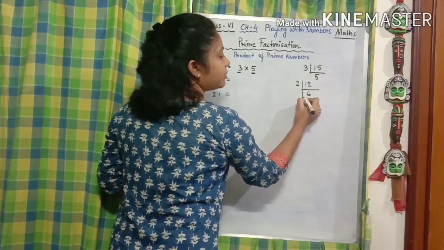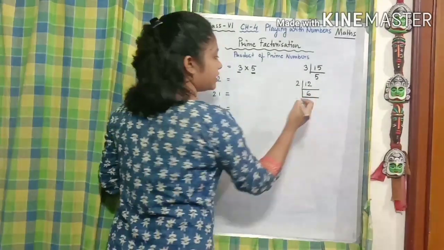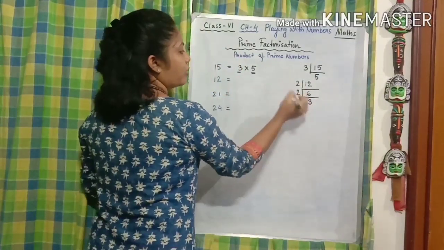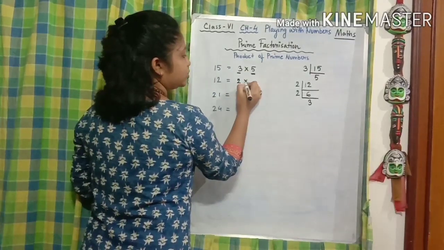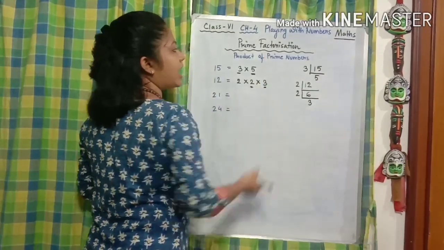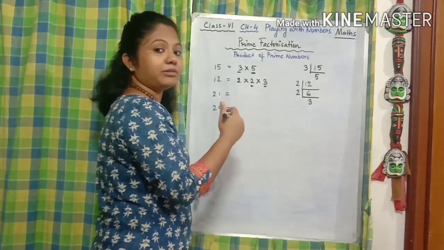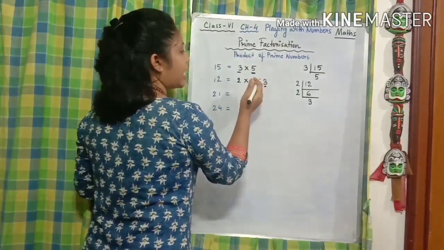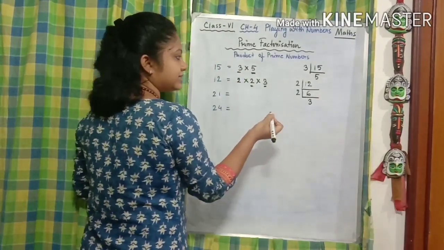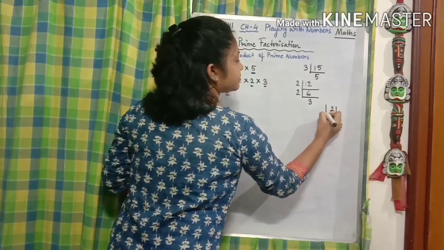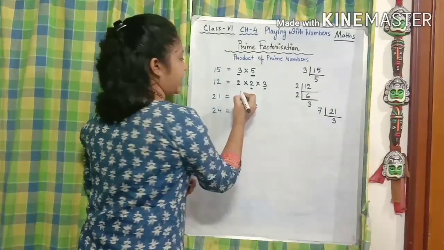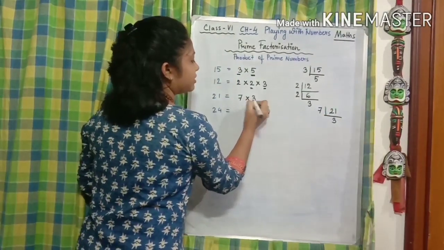Now 6 can be divisible by what? 2, 3, both. So let's divide it by 2 once more. How are we going to express this? As 2 into 2 into 3. Now we can say 3 and 2 are prime numbers, prime to each other, and so they are the prime factors of 12. Alright, for 21, how can we say? 7 3s are 21. And both of them are prime numbers.